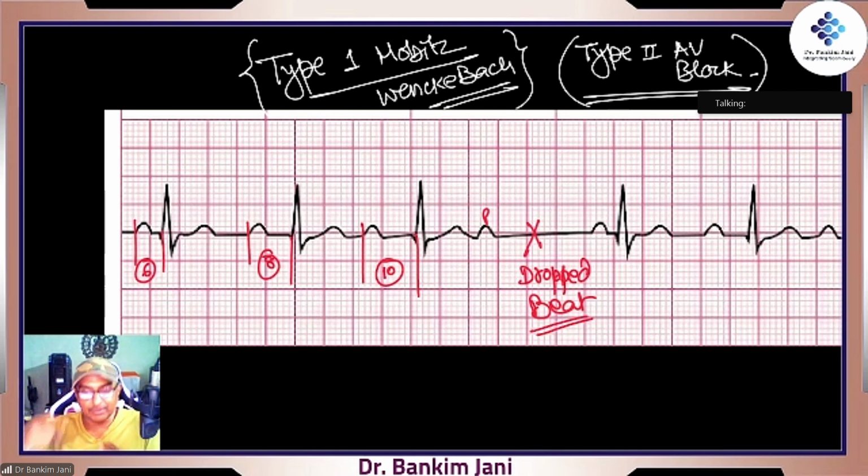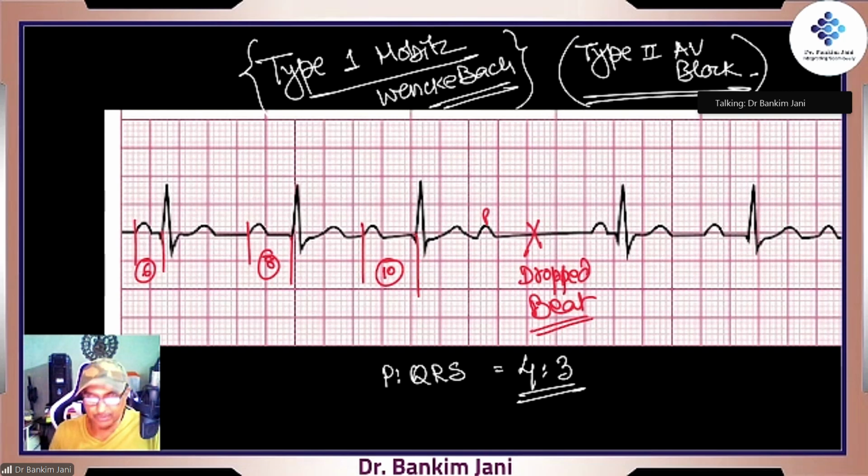Normally, it is said that this is cyclical, right? At every regular interval, it is happening. So, what is the ratio? The ratio which is asked, P to QRS ratio. So, 1 wave, 2 wave, 3 wave, and then the drop. So, at every 4 P, there are 3 Q waves. So, this is what is called as the 4:3. Right? 4:3, P to QRS ratio, and this is type 1 Mobitz with a drop beat, right? Type 2 AV block.